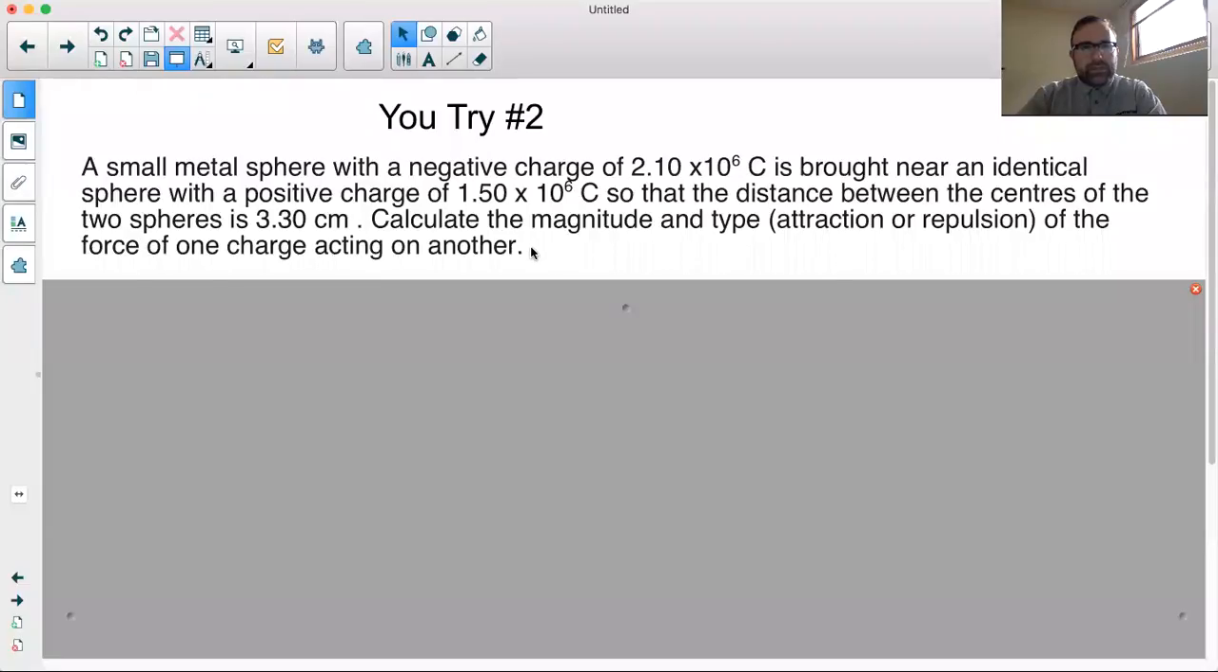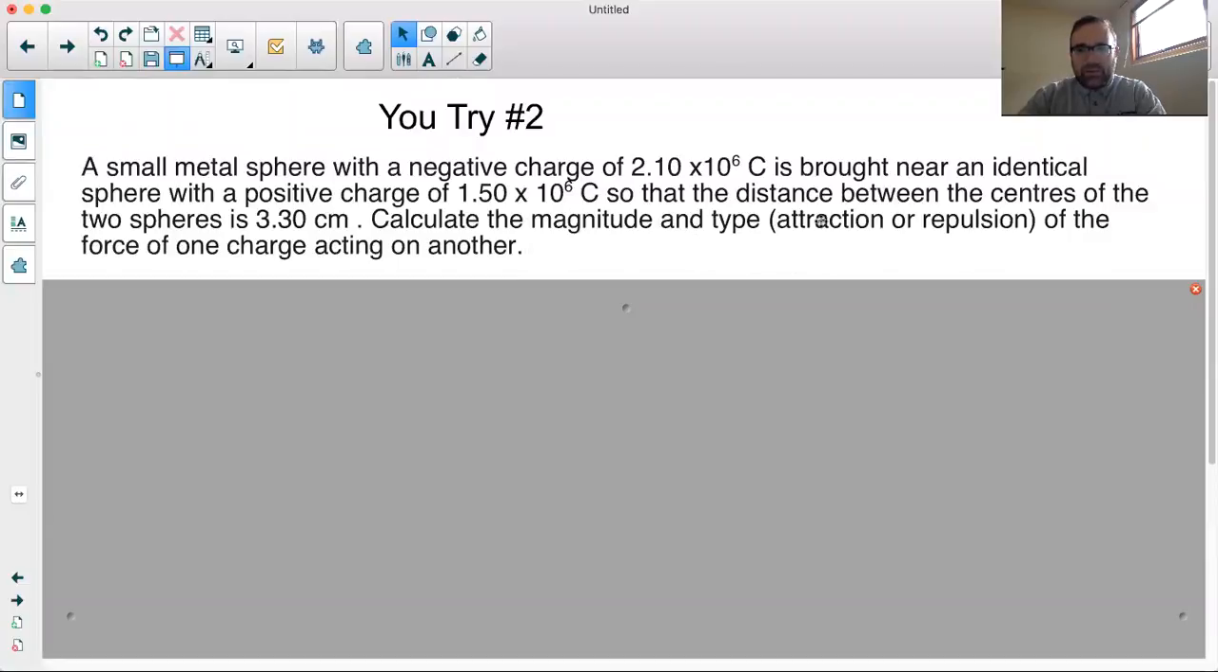A small metal sphere with a negative charge of 2.10 times 10 to the 6 coulombs is brought near an identical sphere with a positive charge of 1.50 times 10 to the 6 coulombs, so that the distance between the centers of the two spheres is 3.30 centimeters. Calculate the magnitude and type.